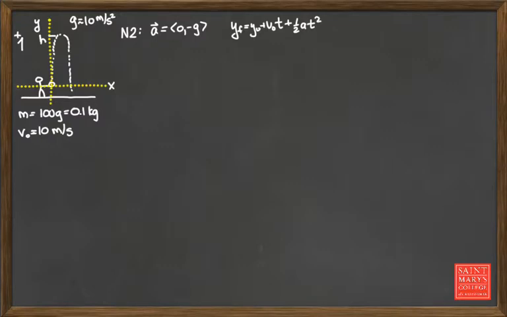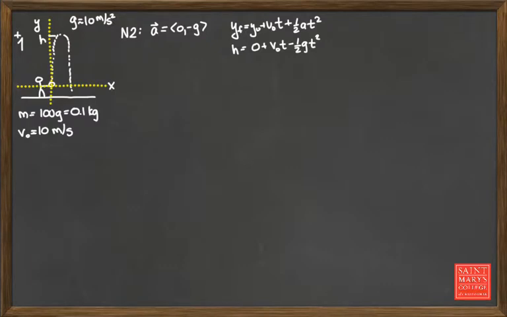So I know in this case I'm looking for h. It starts at 0. It started moving at 10 meters per second times some time, then minus 1/2 g t squared. I want to know h, but it involves this t, which I do not know.